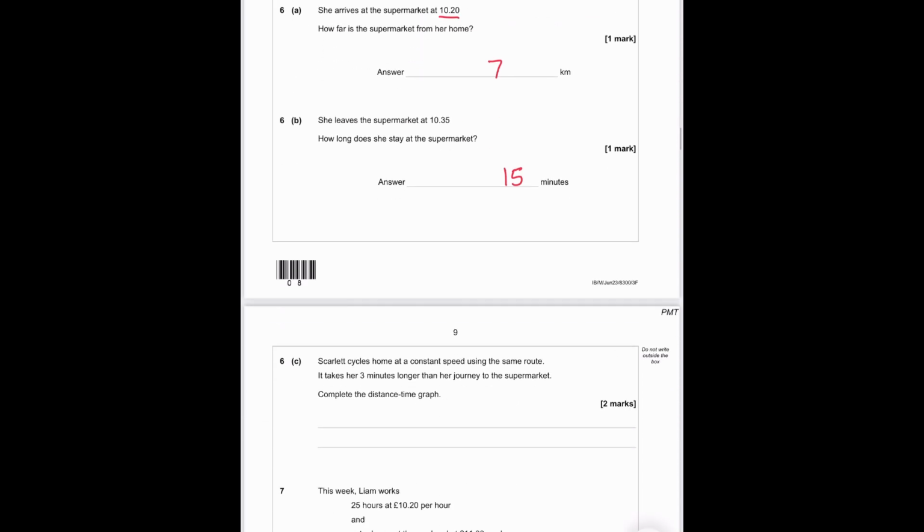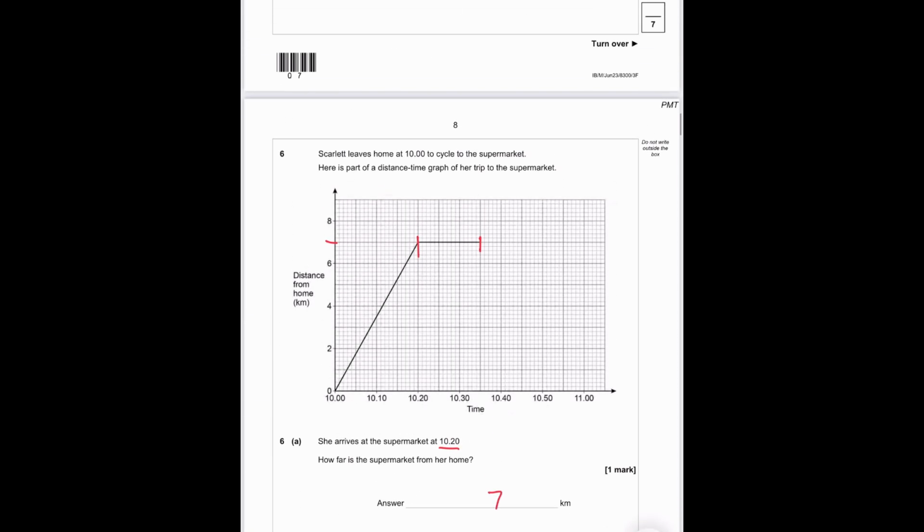Now she cycles home at a constant speed using the same route. It takes her 3 minutes longer than her journey to the supermarket. So if she starts at 10:35, we're going to add 23, and that's going to take us to 10:58. So we need to go back and draw the graph so that she arrives at 10:58. So that is going to be here. You've got to use your ruler and draw a line down to there.